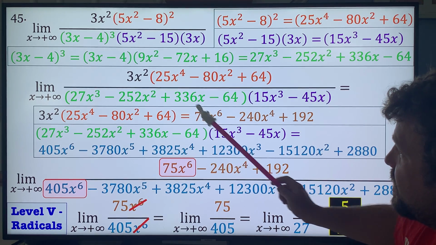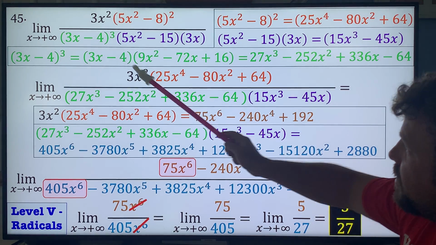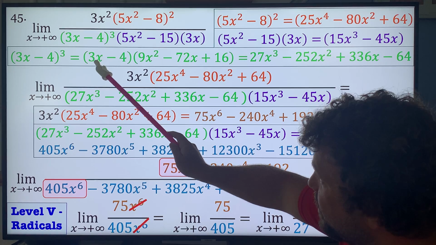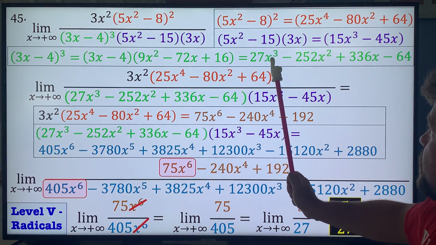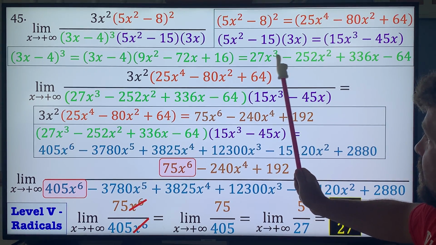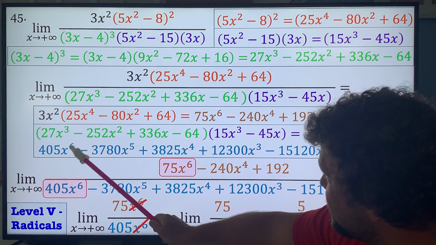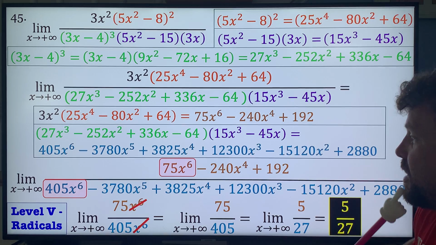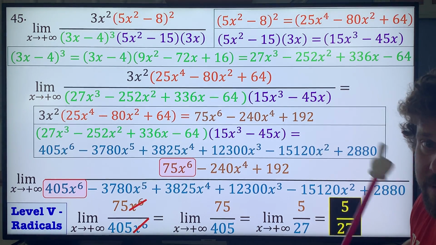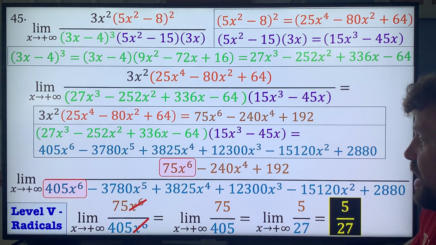This times this is 75x to the sixth. Here, all we really care about is this to the third power, which is 27x to the third, because that's the highest degree term. And then all we really care about is this times this, because that gives us x to the sixth. That gives us the highest degree term. So if you do something like that, you can shorten this up. If you want to expand it all, you can as well.